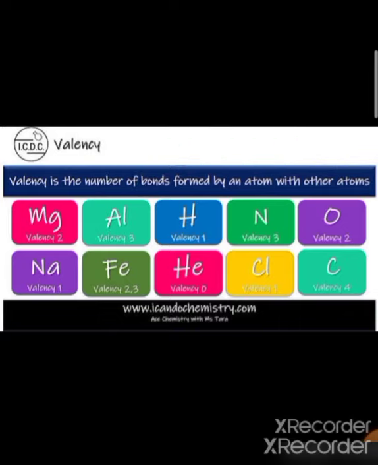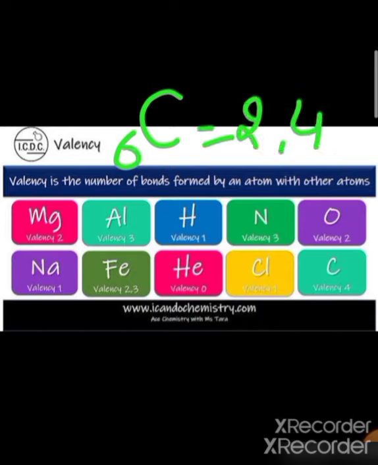Carbon, atomic number of carbon is 6, configuration 2, 4. In the valence shell it contains 4 electrons, so the valency of carbon is 4.